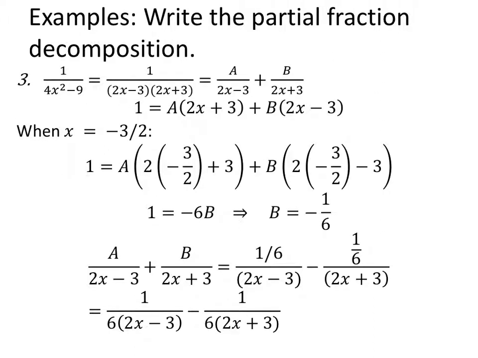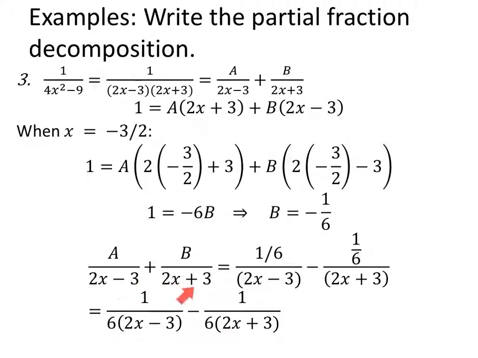Now I could use negative 3 halves, the opposite value, since this is the difference of squares. We have both positive and negative. Negative 3 halves is going to cancel out my A. The 2's cancel. A negative 3 and a negative 3 makes a negative 6 times B. I still have a 1 on the left, that was my original numerator. So B equals negative 1/6.